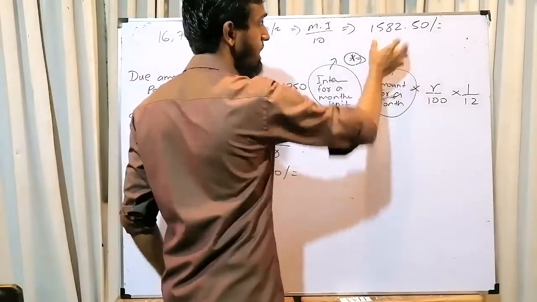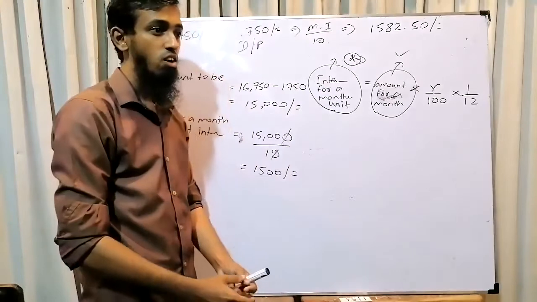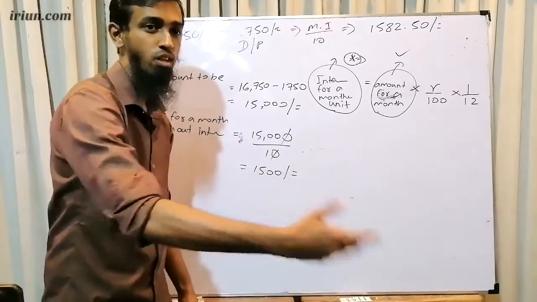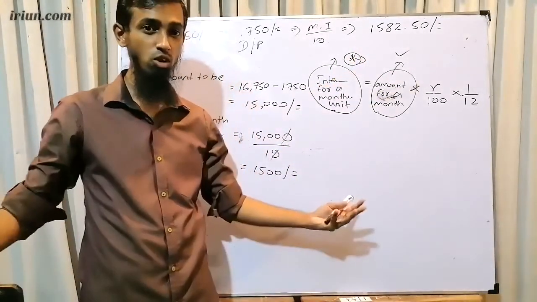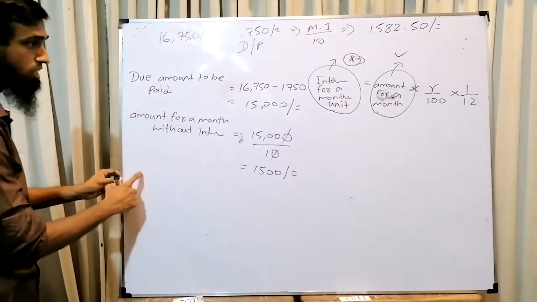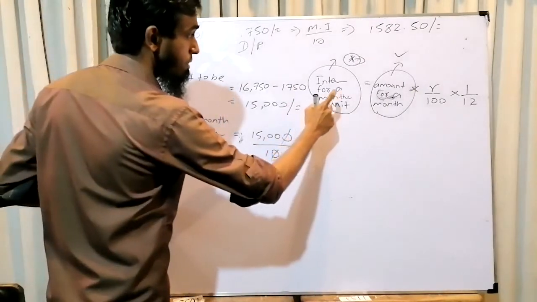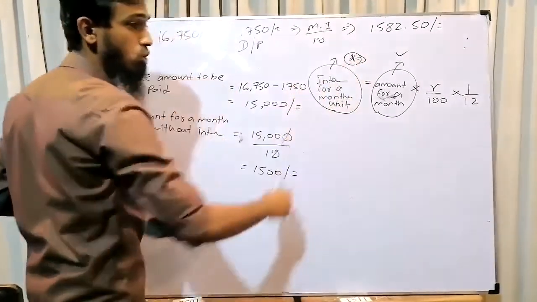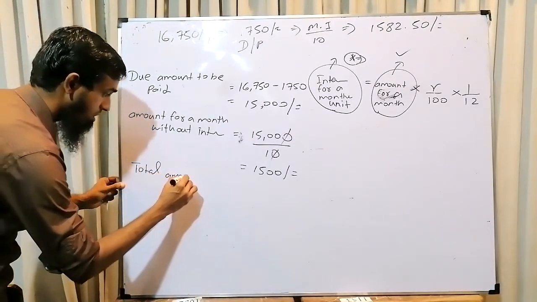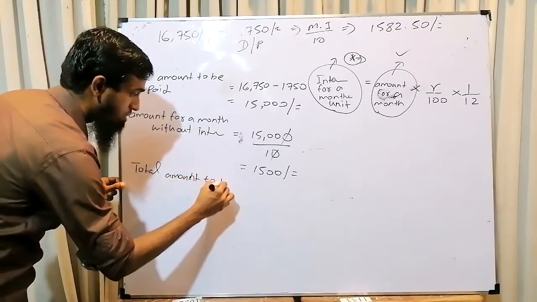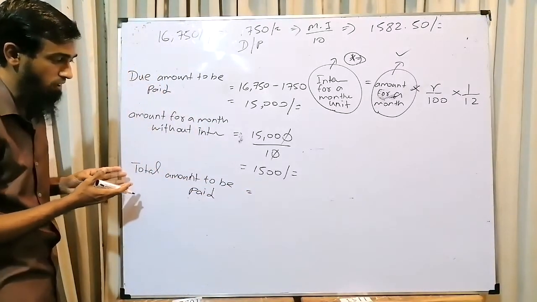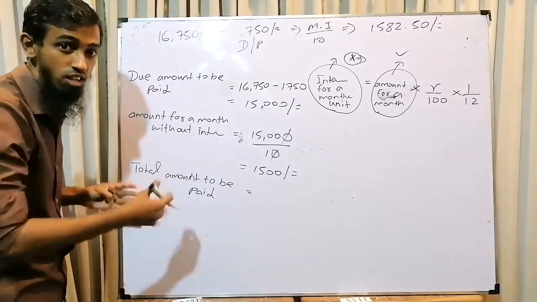We are paying 1,582 rupees in 10 monthly installments. So we are paying for 10 months, 1,582. So what is the total amount to be paid? Just multiply those things. So the second thing, to find the interest for a month unit, we need to find the total amount to be paid. We are going to find the sixth one in reverse.